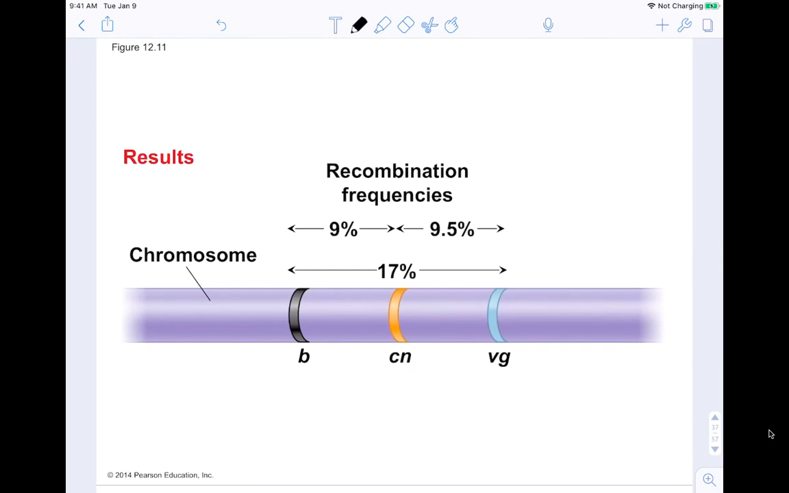This is actually the results from that fly picture that we just looked at, that I said I don't care if you know the specifics of. I just want you to understand what a recombination frequency is and what this map is.